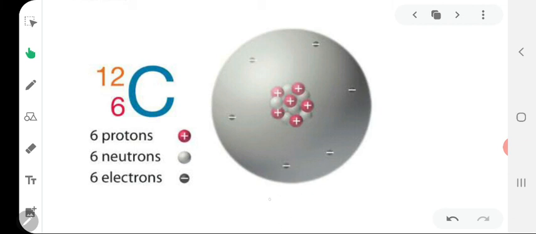One more example, carbon. Atomic number of carbon is 6 and mass number is 12. So you can see there are 6 protons, 6 electrons, and 12 minus 6 is also 6. So there are 6 neutrons. So this is the atom of carbon. So there are 6 protons, 6 neutrons, and 6 electrons.